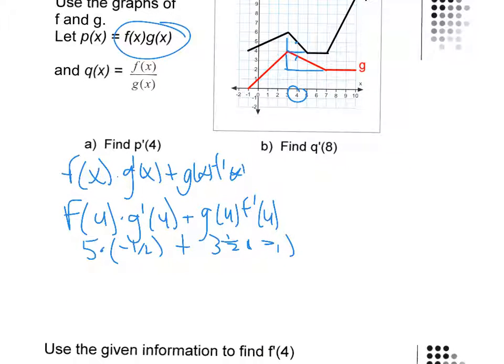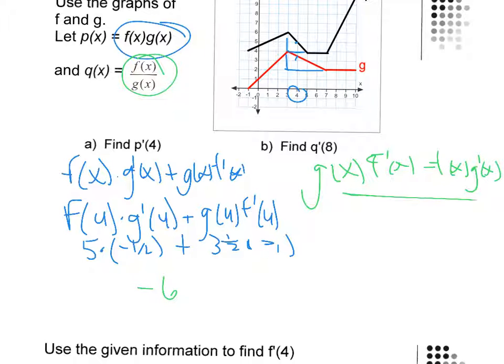So if you multiply all that through, do all the maths, you get negative 6. Cool. All right. Then q prime of 8, remember low d high, because it's division here. Oh gosh, that's a terrible f. Minus high d low all over low squared.